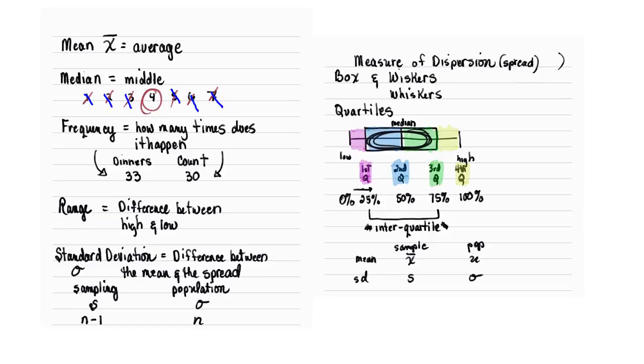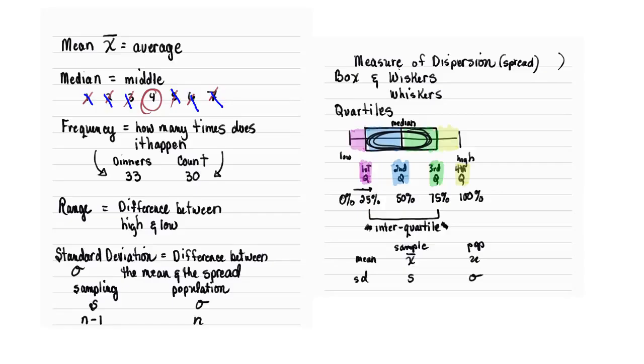Frequency is how many times something happens. It's also known as the mode. For instance, in one of the problems here, you'll see that they had 33 dinners on 30 different nights. The 33 would be the mode, the frequency that happened on all those nights. Range is the difference between high and low. Sometimes you have to find just the absolute range between high and low, and other times you have to find the range between the interquartile. We'll talk about that when we get to the box and whiskers.